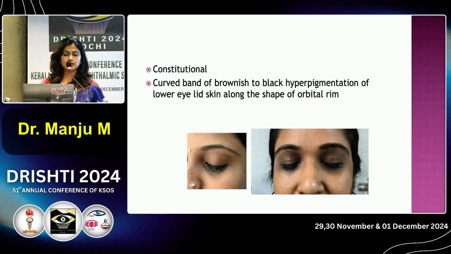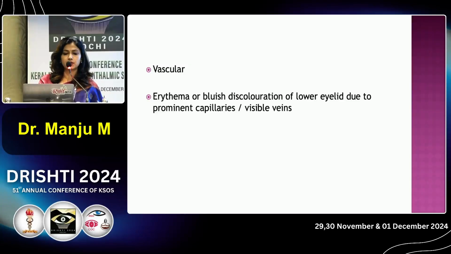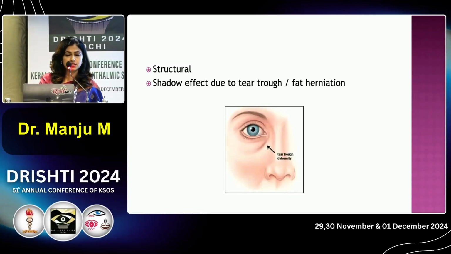This is the constitutional type. In constitutional, the pigmentation is confined to the orbital margin, presenting as a curved band of brownish to black hyperpigmentation of the lower eyelid skin along the shape of the orbital rim. It can also affect the upper eyelids. Then vascular, when there is prominence of the vessels in the periorbital area. Then structural, mainly due to the shadowing effect of the tear trough or fat herniation. With aging, there is laxity of the lid and cheek junction, and herniation of the fat pads.